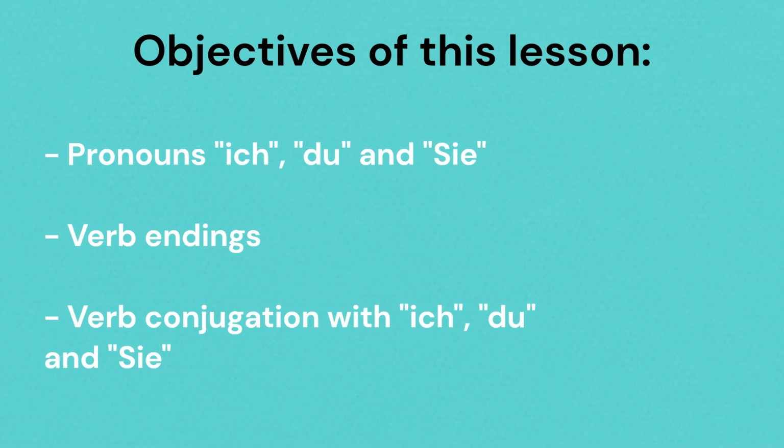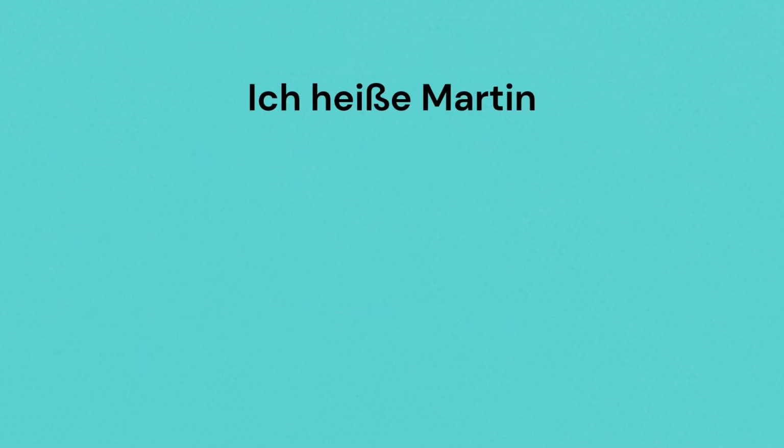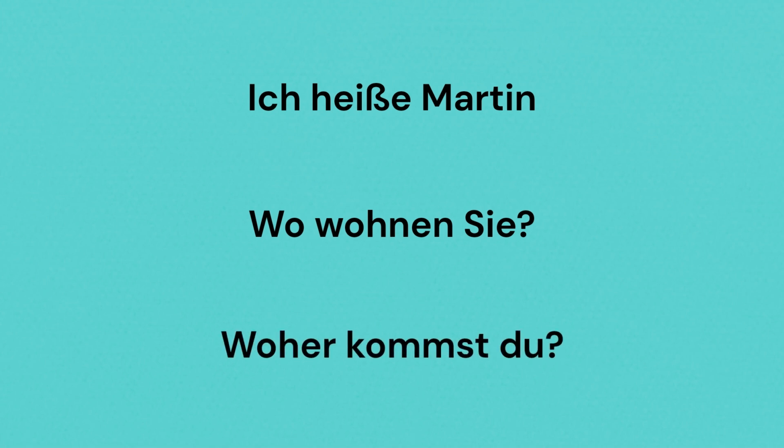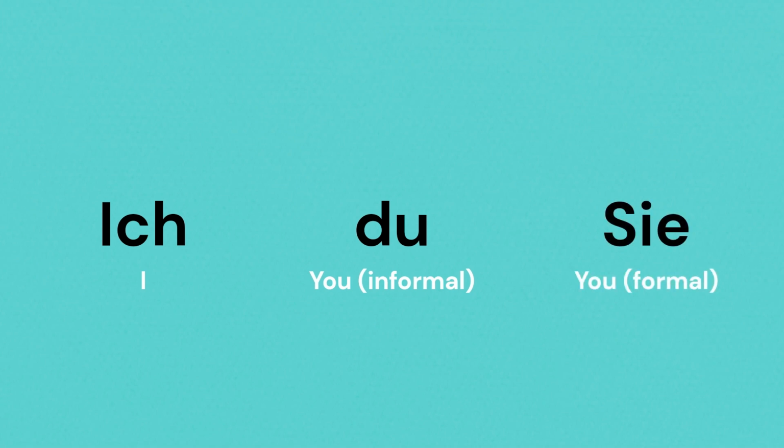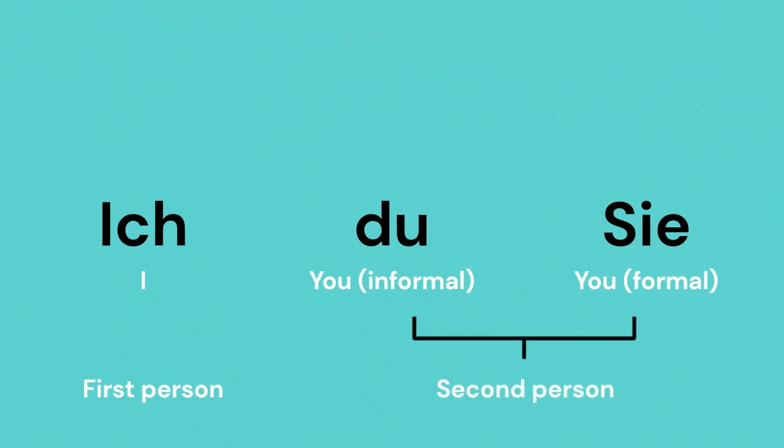Let's first look at three very common sentences you have already learned. Ich heiße Martin. Wo wohnen Sie? Woher kommst du? Now let's pick up the pronouns in each of these sentences. When I'm talking about myself, ich is the pronoun for the first person. When we are talking about the second person, then we use the pronouns du and sie. These pronouns have been discussed in lesson 7.